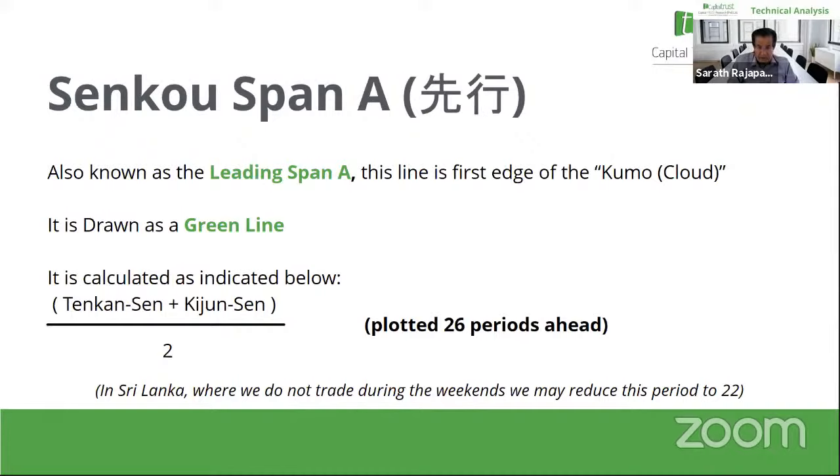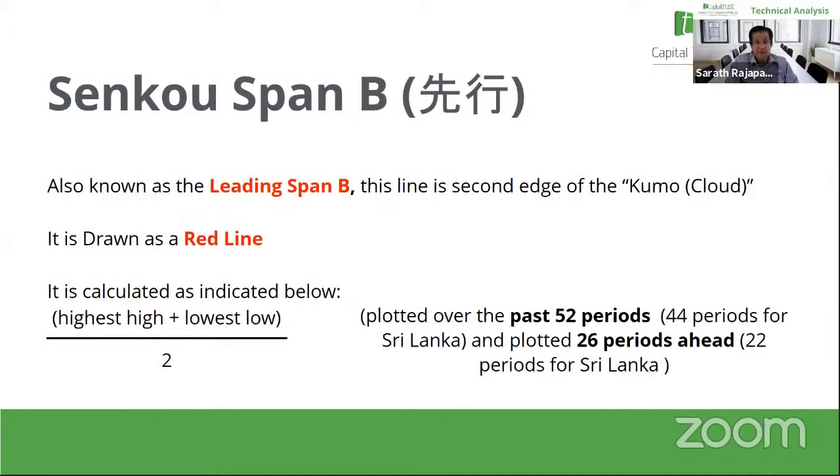You might be thinking, what is this cloud and what am I talking about? The Kumo, or the cloud, is the most important part of this system. By looking at the cloud alone, you can get an idea of what you should do or what is going to happen, right? All these lines are drawn mainly as an aid to find the parameters for the cloud.